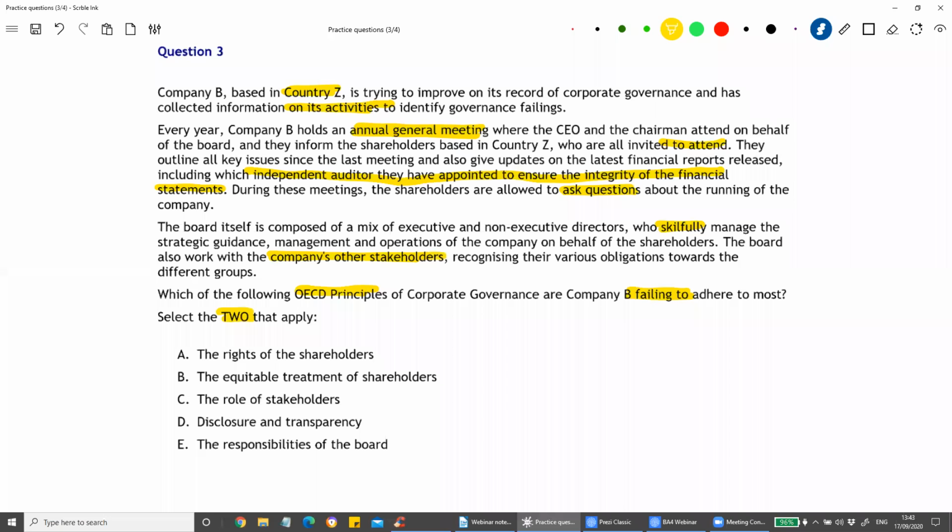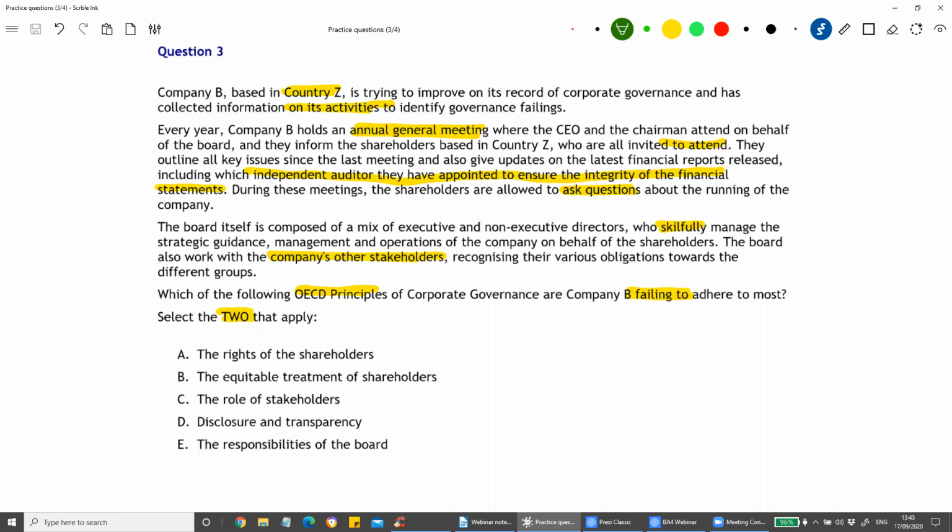And then we come back to the requirement line, which of the following OECD principles of corporate governance is Company B failing to adhere to? And we're going to select the two that apply. Okay, so let's go through the options. The rights of the shareholders, the equitable treatment of shareholders, the role of stakeholders, disclosure and transparency, and the responsibilities of the board. So in this instance, we've got no easy options to get rid of. They're all one of the OECD principles. So let's work through each one in turn now.